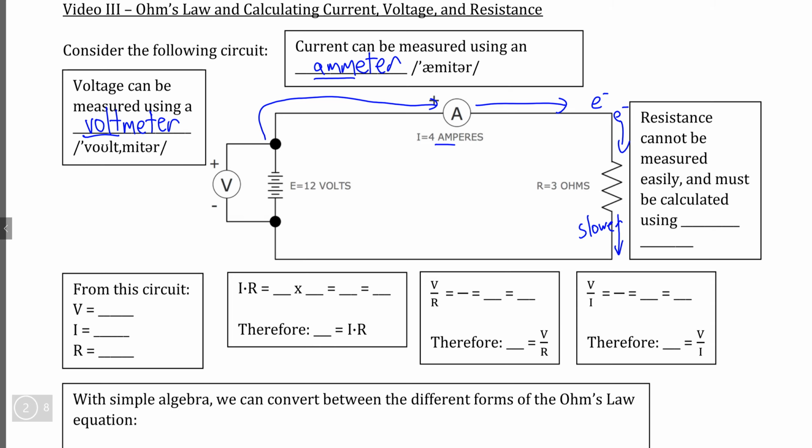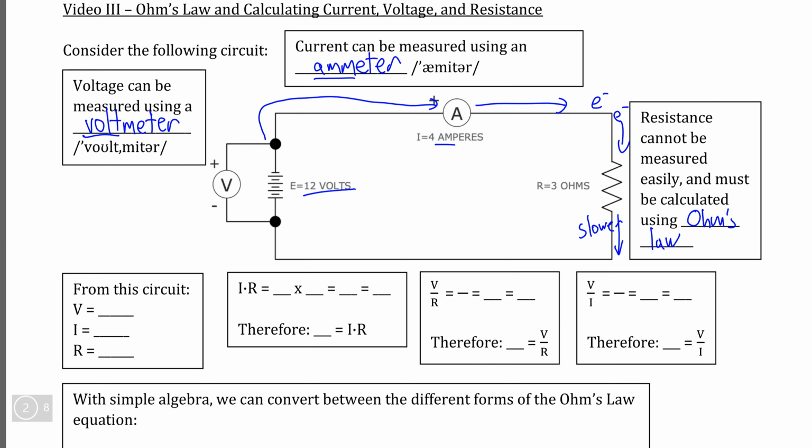The problem is that we can only measure current. We can't actually measure the degree by which a resistor slows down the current, and this is why we need the mathematical formula that we call Ohm's law to be able to calculate resistance using the current and the voltage of a circuit that we have provided.